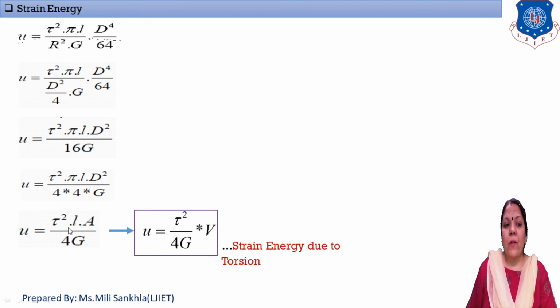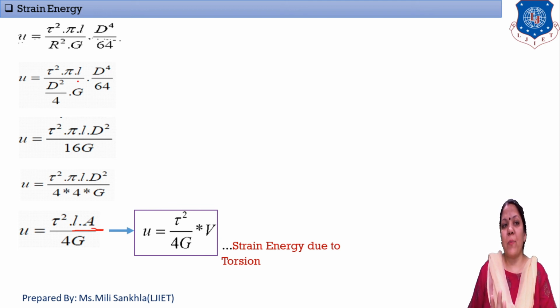Now here τ² into L, and this π by 4 D² is nothing but the area of our shaft. So τ² into L into area, and in the denominator 4G is left, because here I converted π D² by 4 into area. Finally τ² divided by 4G, and this area into length is nothing but our volume. Okay, so write down volume here.